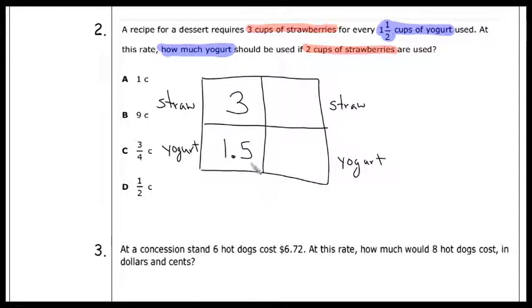And now it says how much yogurt. We don't know how much yogurt that's going to be, so I'm going to put a Y for yogurt. And then it says 2 cups of strawberries. So there's my 2 cups.